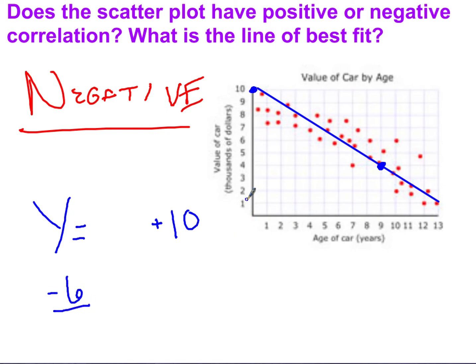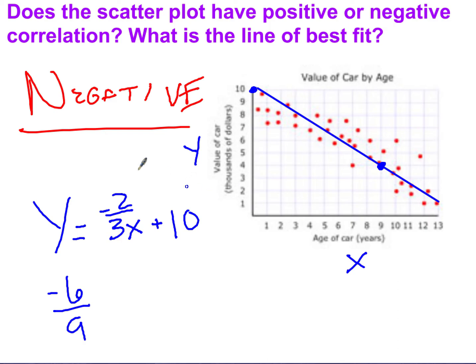And my run goes from 0 to 9. So -6 over 9, which is -2/3 x, plus 10. My x is the age of the car, and my y is the value of the car. So my value is going to decrease based on this equation right here. And now I can make a prediction. If I were to ask, what would be the average value of a car that's 7 years old? I would look at 7 and then find out what my y is. And this would be about $5,500. Okay, so $5,500 if it's 7 years old.